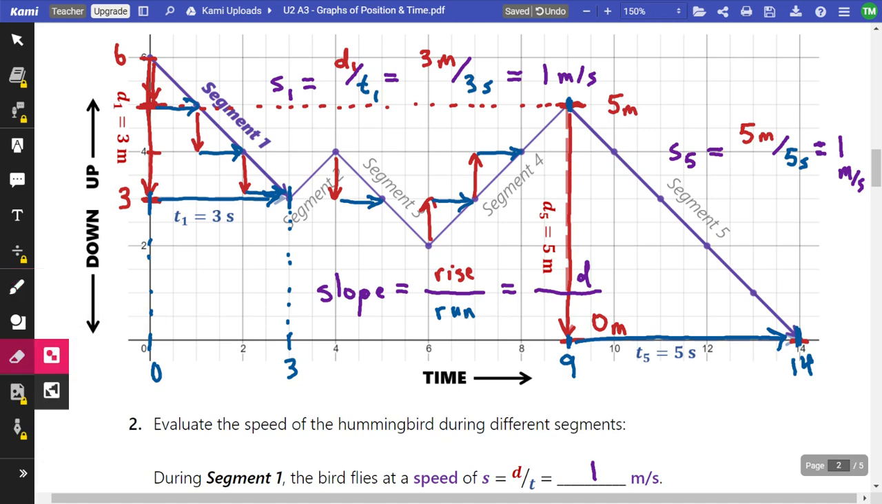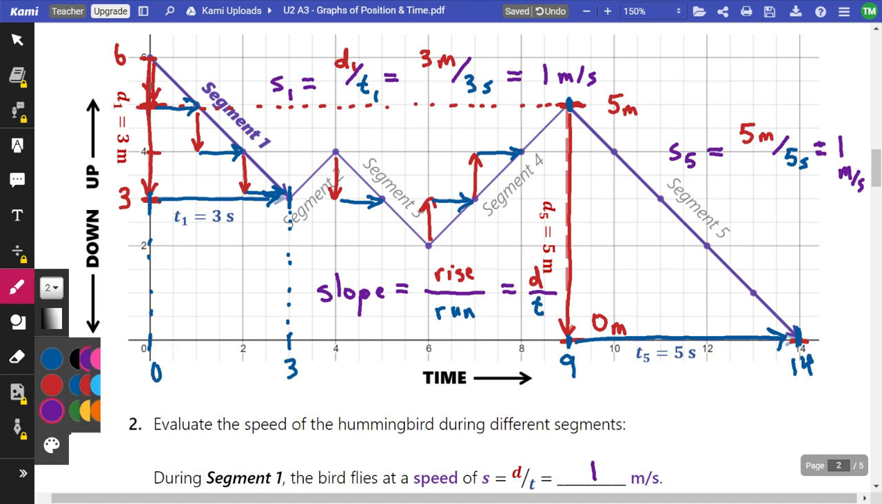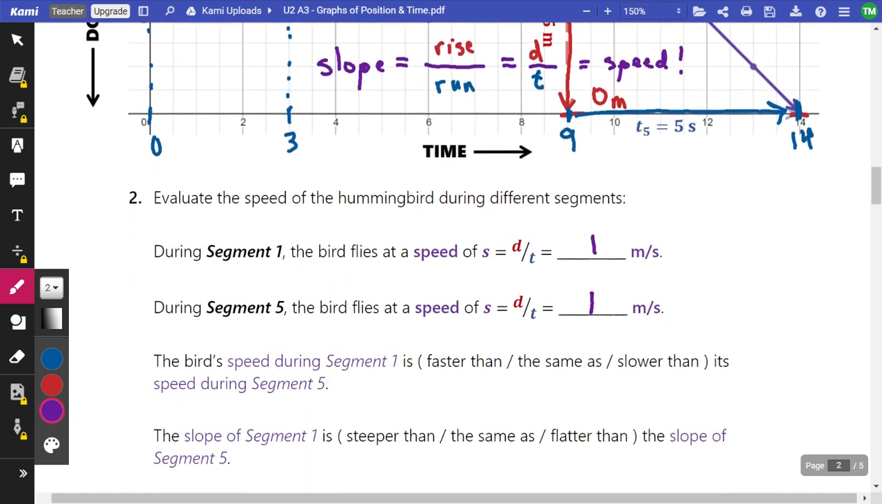Actually, let me write this a little bit better. Okay, our rise is distance, our run is time. That's our y over our x. Okay, and distance divided by time is the speed. So on a graph like this, the slope of the line is the speed of that object, in this case, a hummingbird. Okay, so we can compare how fast or slow something is moving just by comparing the slopes of these lines. Okay, let's see what other questions are on this page.